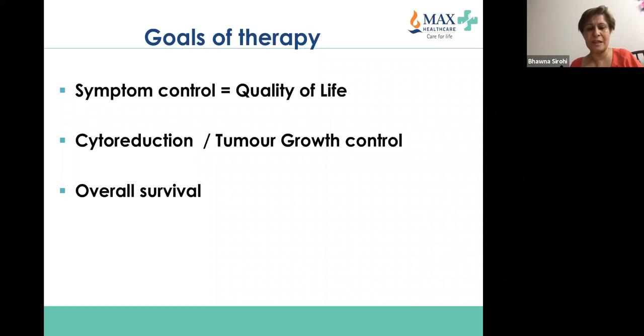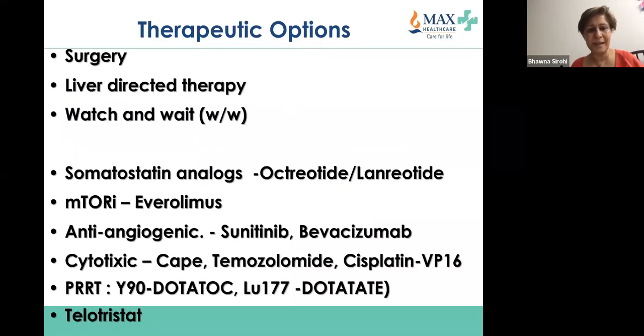The second goal is cytoreduction, not tumor growth control. And of course, living longer is the most important thing that we want for our patients. These are the treatment options: surgery, liver-directed therapy, and watch and wait.